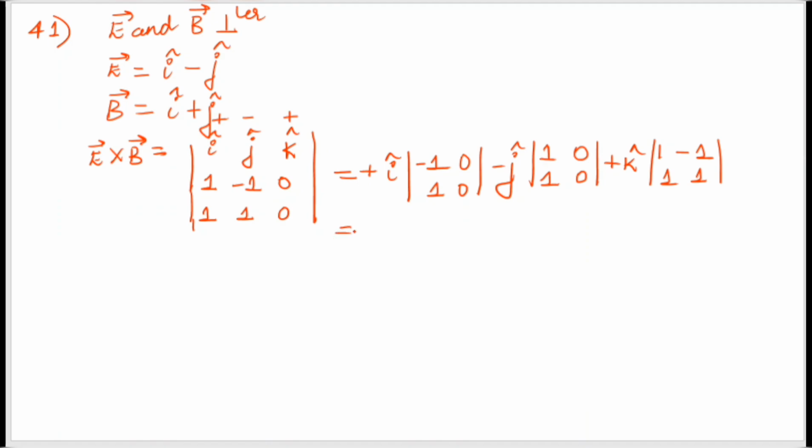Now, plus i cap: how to solve the determinant of a 2 cross 2 matrix? Just cross multiply: minus 1 into 0, minus 1 into 0, so anyhow I'll get 0. Minus j cap of 1 into 0 is 0, minus 1 into 0 is 0, so 0. Plus k cap of 1 into 1 is 1, minus of minus 1 into 1, which is minus 1. Minus of minus will be plus 2.